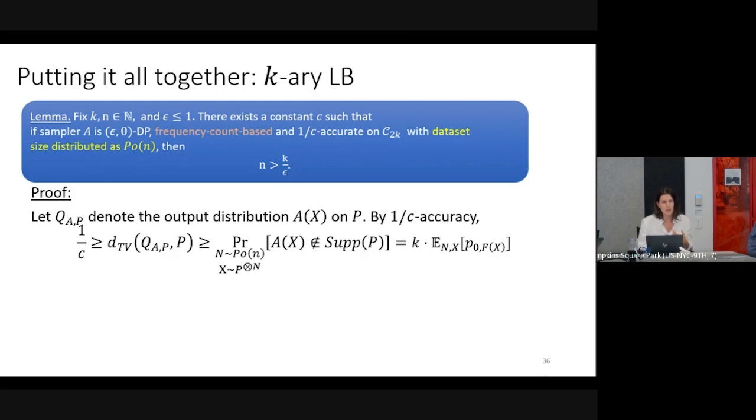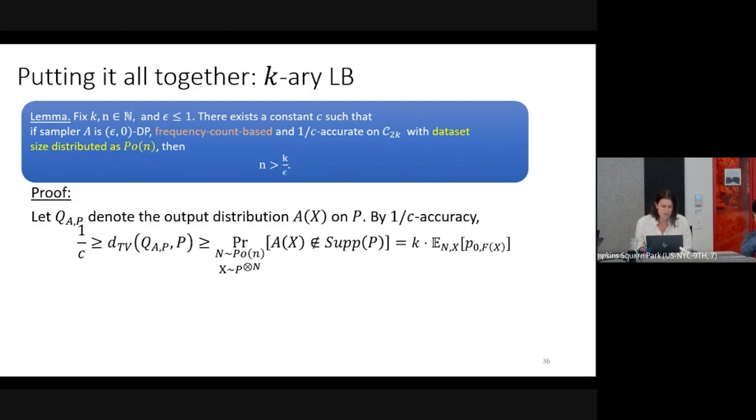And so that's equal to, there's k things that are not in the support of the distribution. And so we just take k times the expectation of the probability of returning something not in the support, like an individual item. Or sorry, an item with 0 count.